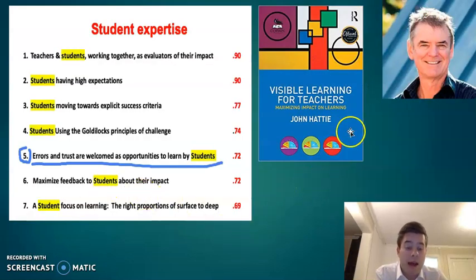So here we have John Hattie, we have his book Visible Learning, and here we have one of the top influences of learning in the classroom, and it's errors and trust are welcomed as opportunities to learn by students. So we need to convey to the students, it's okay to make mistakes, it's okay to take a chance. We just want you to speak English, we just want you to take initiative, that's all we want. And when you do that as a student, you can learn so much.